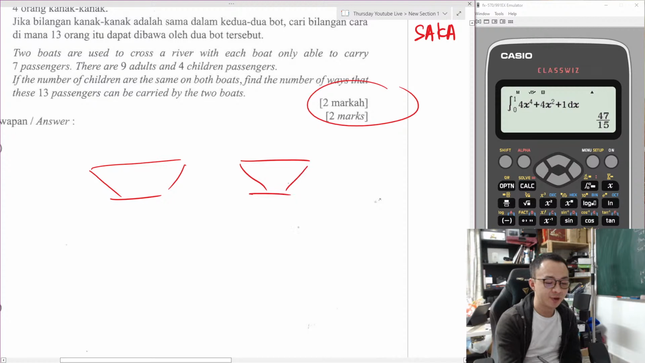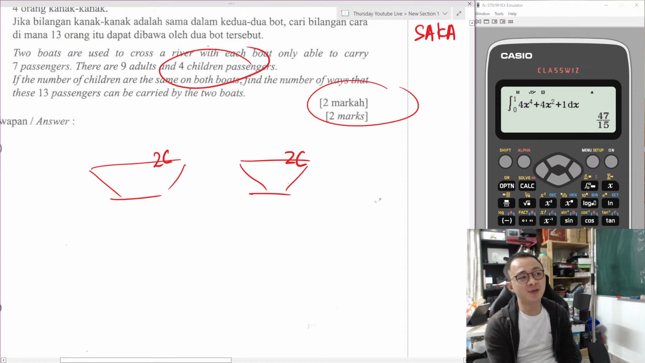Okay, so both boats must have the same children, so I will just put 2 children here and 2 children here. Because same number of children, right? You only have 4 children, so obviously you need to put 2 children for each.